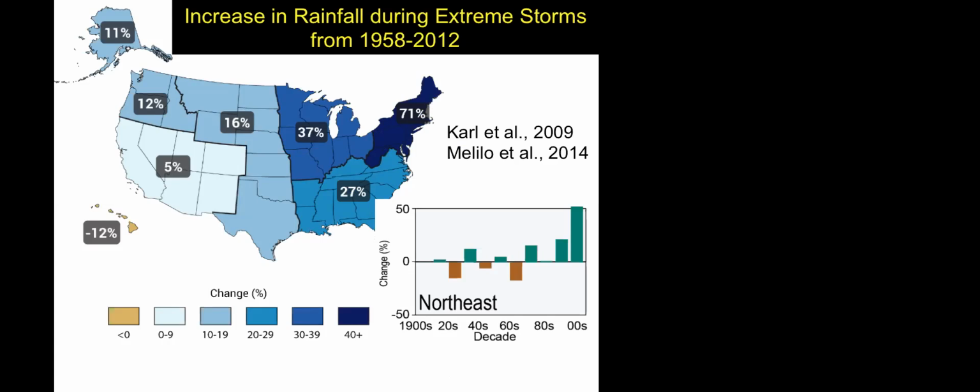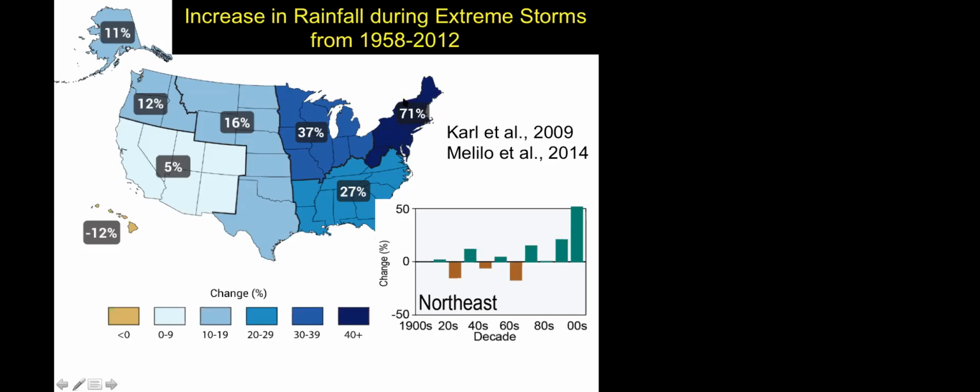And what this shows is that the amount of rainfall that was occurring during extreme storms jumped in the Northeast by 71% from 1958 to 2012. You can see it also went up in other parts of the United States, but nowhere did it go up as much as the Northeast. And this really struck me because I've been living in the Northeast since 1977, and that's a big number.